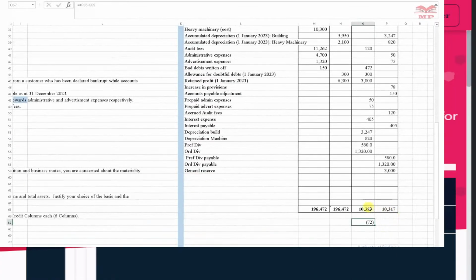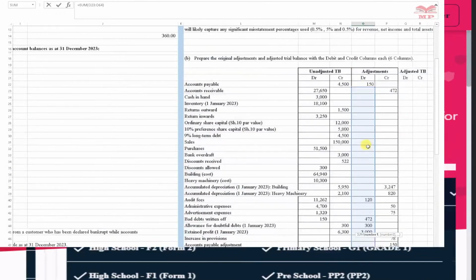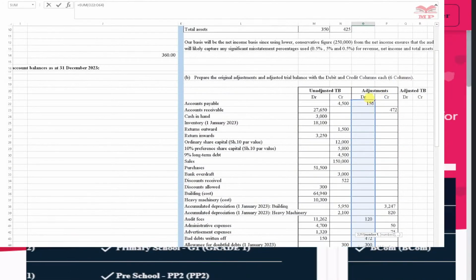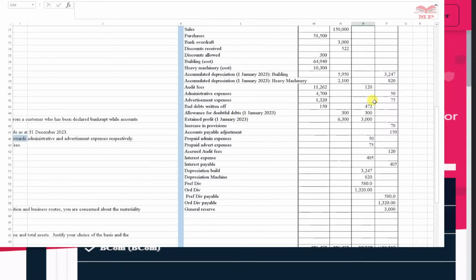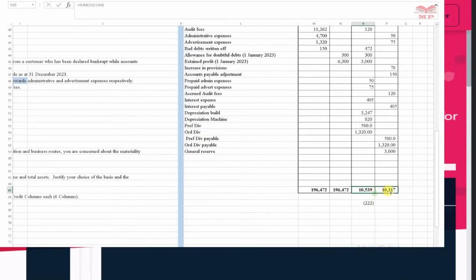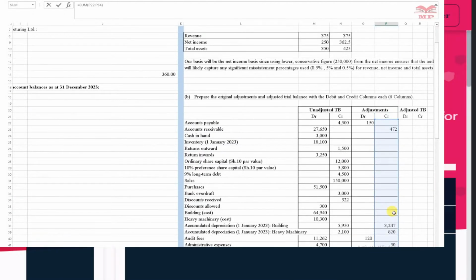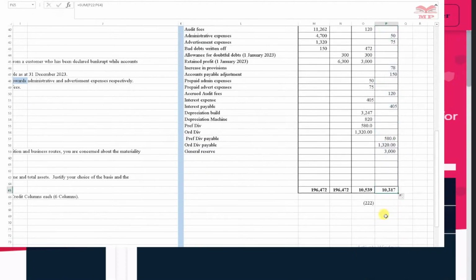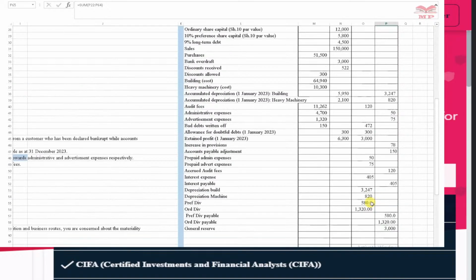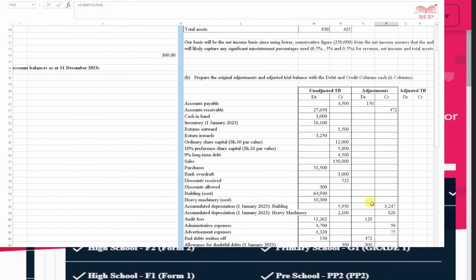Not sure that it's picking everything. Let me just double check again. You see it's not picking that value. So we need to just double check that this value is picking everything from up there, yes. So now it's going to 222. So let's just go through and find out.